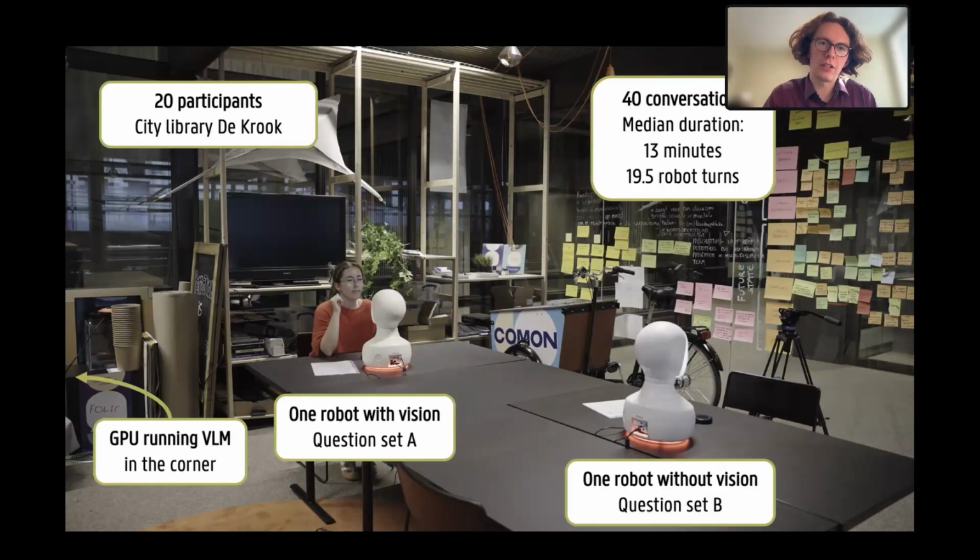So we took this setup and brought that to the city library, where we recruited 20 people to come talk with our robot, with our two robots actually, because every participant talked with one robot that could see and one that couldn't. And they went through two different question sets, one with each of the robots.